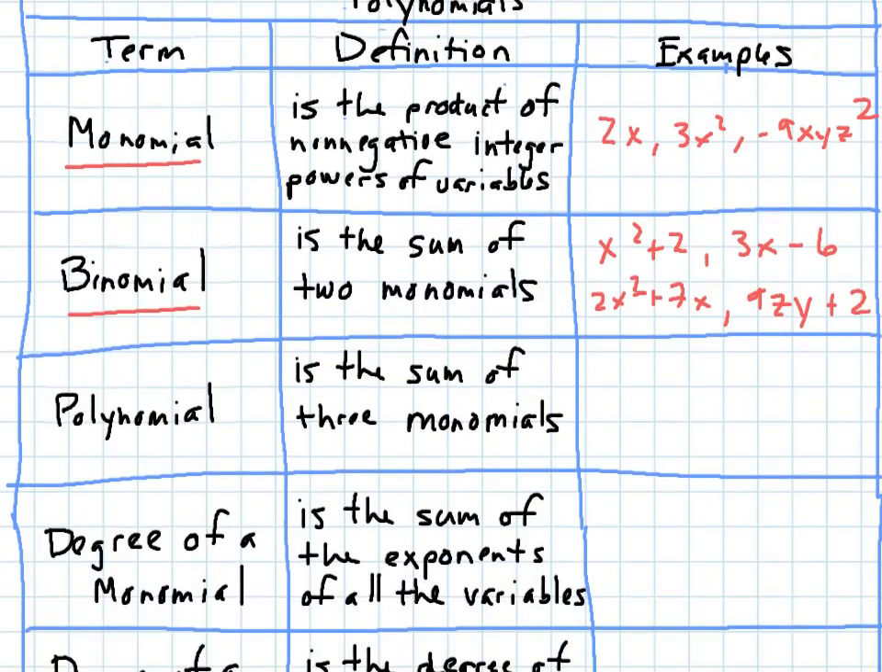A polynomial is going to be a sum of 3 or more monomials. Okay, I should say or more, because you could have several different things in there. So an example would be y squared plus 2y plus 4, or even 3xy plus 2zy plus 8 plus x would be a polynomial.